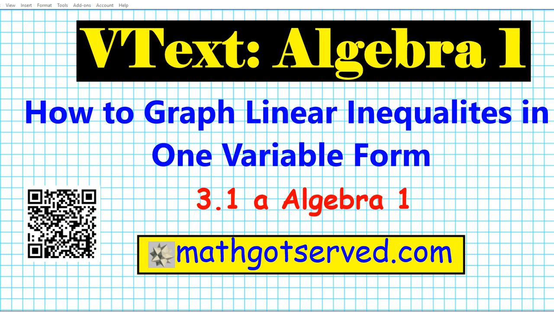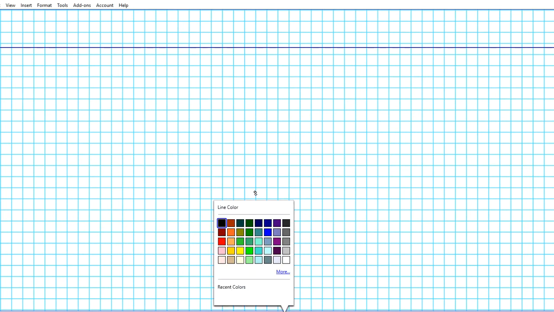And in this clip we're going to be going over section 3.1 of our virtual Algebra 1 text, focusing on how to graph linear inequalities in one variable. Alright, before we get started with the problems, we're going to do a real quick review on our inequality symbols, what they mean, their inclusion or exclusion notation, and what the graph looks like. Okay, so let's title this review on inequality symbols.